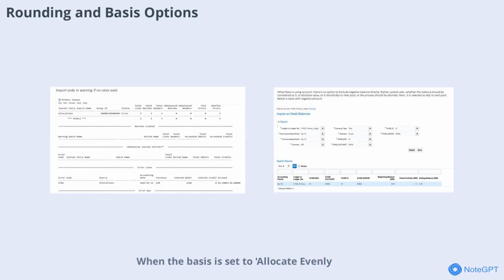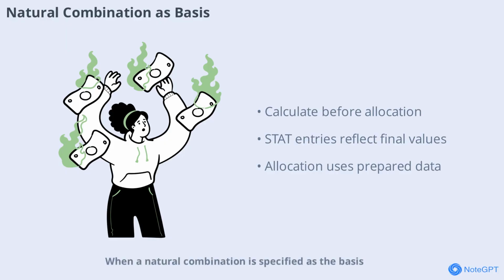When the basis is set to allocate evenly, the system ignores the basis combination and distributes the source balance evenly among targets. The exclude negative option does not affect allocations when using allocate evenly. When a natural combination is specified as the basis, perform all necessary calculations when creating the journal entries. The allocation rule itself cannot handle complex calculations, so ensure the source and stat entries are correct before allocation. This guarantees that the allocation rule distributes the intended amounts.